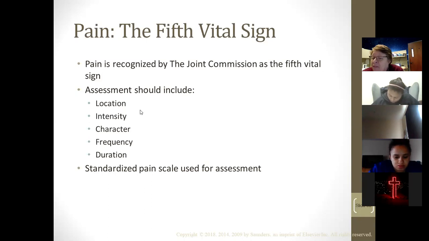We need to know how often they have this pain. Is it continuous or does it come and go? And we need to know how long they've had the pain. When did it start? We need to know all 5 of those things when we're doing a pain assessment. Otherwise, all you've gotten is their intensity, and you don't know anything else about that pain.